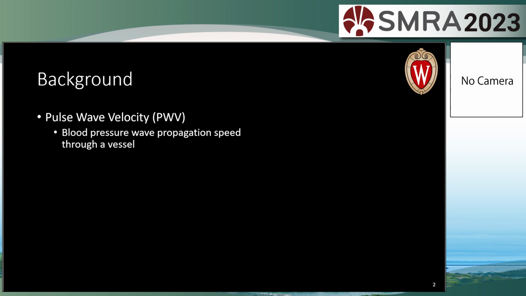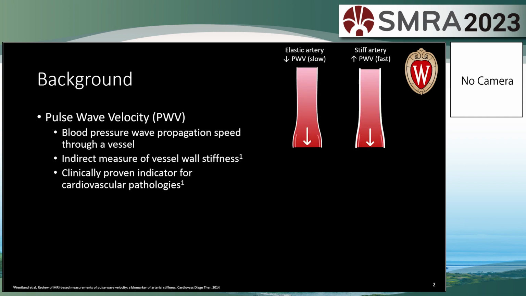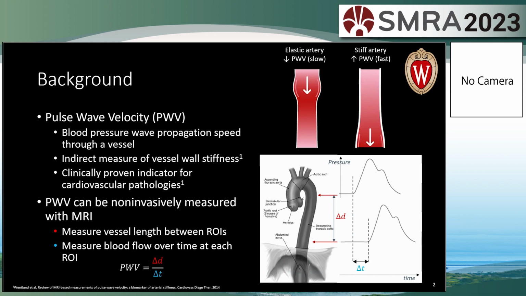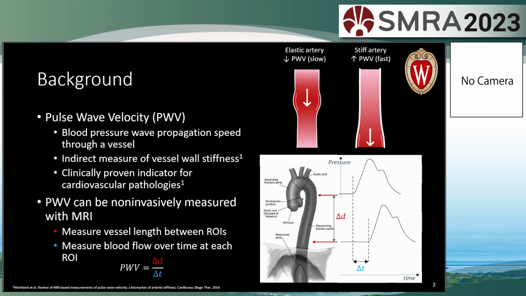A little background: pulse wave velocity is a measurement of the speed at which blood pressure waves propagate through a vessel. There's an inverse relationship between pulse wave velocity and arterial stiffness, and arterial stiffness has been linked to certain cardiovascular pathologies. Therefore, pulse wave velocity is an important and highly validated biomarker for early cardiovascular pathologies, and there's high demand for more accurate measurements. MRI has been explored as an option for accurate, non-invasive pulse wave velocity measurements. With MRI, we can measure blood flow at multiple points along the vessel and calculate the distance and time shifts of the flow curves between those points, which gives us the pulse wave velocity.